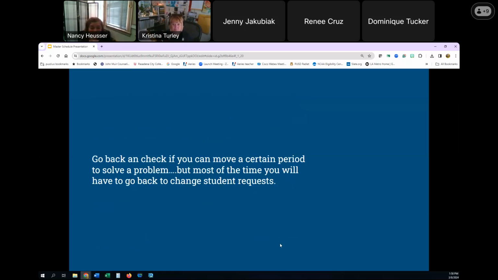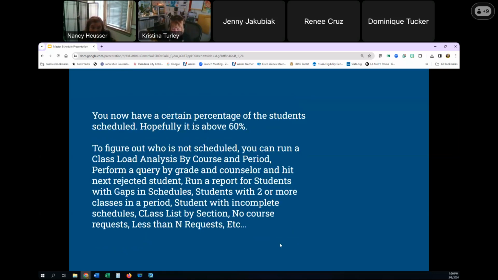You have to go back and check if you can move certain periods to solve a problem. But most of the time, once you have already tumbled and you think you're at a good percentage, you will have to go back and change the student requests. Let's say that you have a good percentage, like 60 is okay to start with, but now you're at 80 because you've solved some problems.